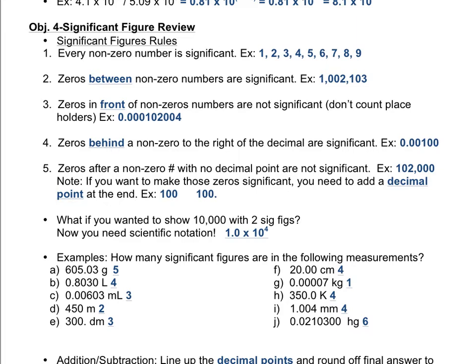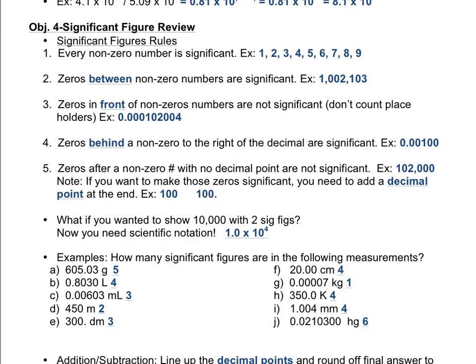So if you want those zeros to count, let's say your instrument measured that precisely, you know it's exactly 0 at the end, then you need to add a decimal point. So 100 itself only has 1 sig fig. With a decimal point added, it has 3 sig figs. That means it's exactly 100. Without it, this could be 120, 130, it could be 98. With the decimal, it means it's exactly 100, and that would have 3 sig figs.